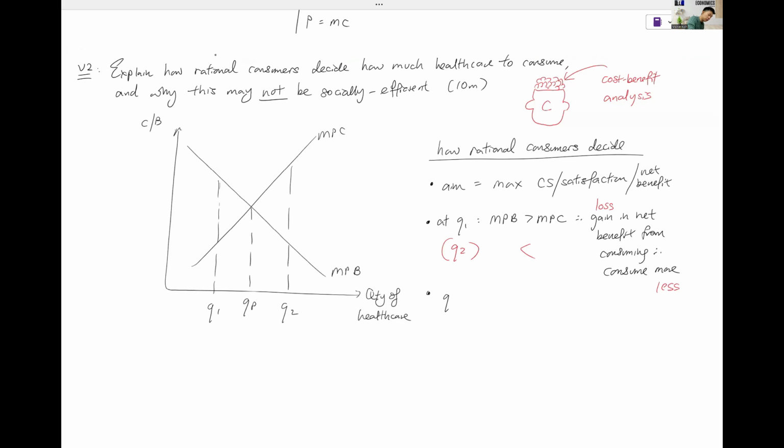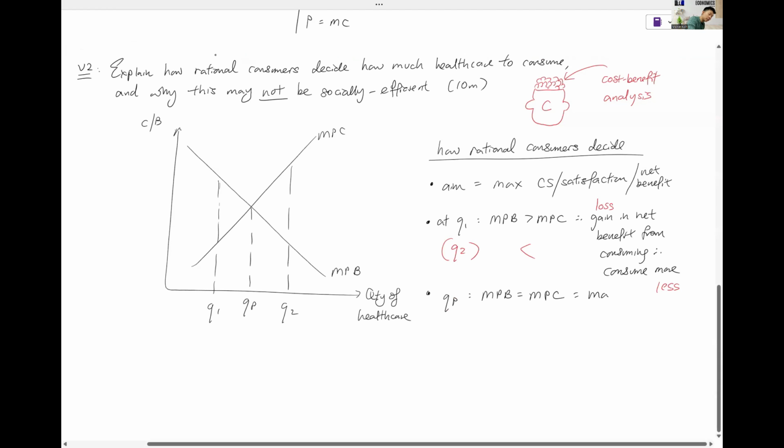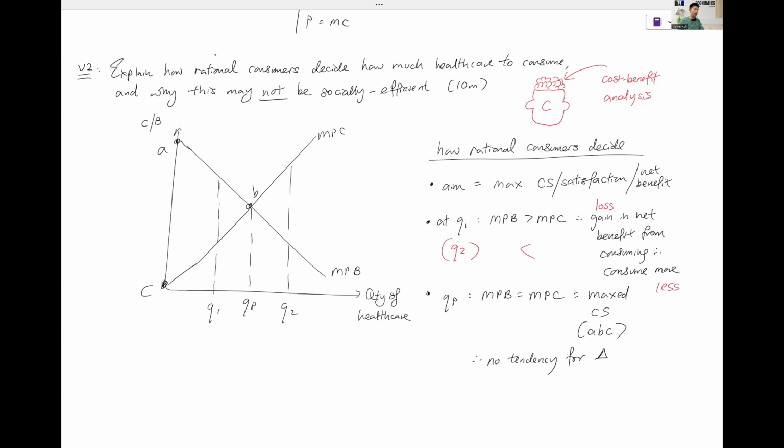At QP, where MPB equates MPC, you have maximized consumer surplus given by A, B, C. Therefore, there is no tendency for further change. The idea is similar to what we did earlier on for CPM, for chicken rice. You still compare MB and MC, but now it's not the DDSS framework. It is a cost-benefit framework.